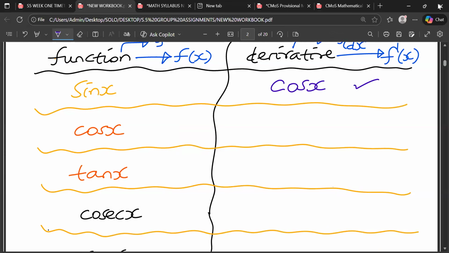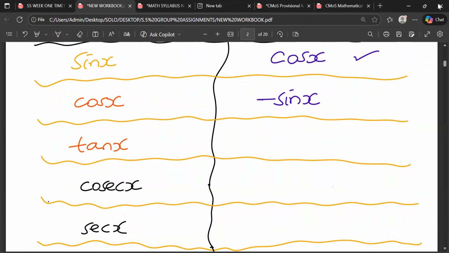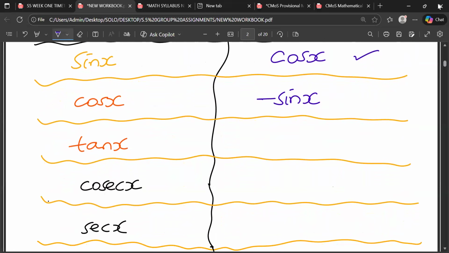So that means when you have cos, you will go back to sine. This time round, we are going to have a negative, and I will explain later. When you're having tan and you differentiate it, you get sec squared x. Yes, that's what you get.